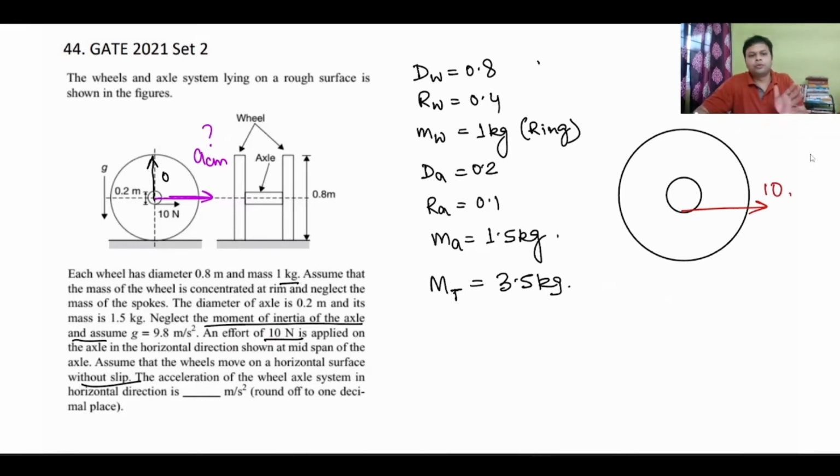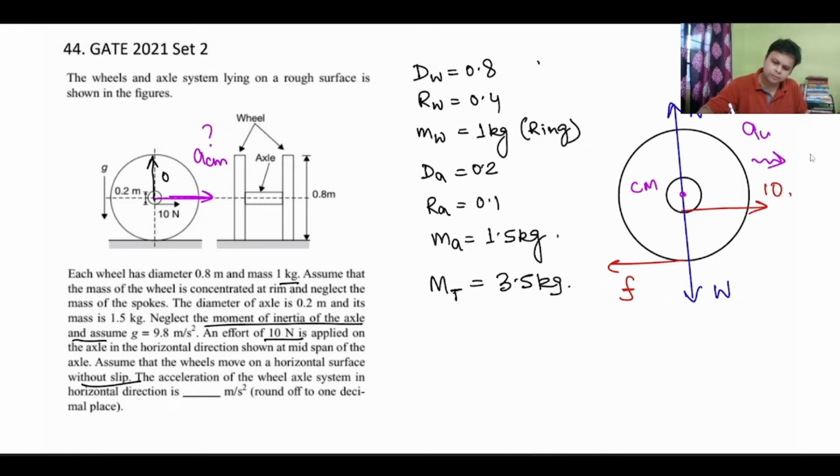So the 10 Newton force towards right. What else? Tell me, what else? The weight. Normal reaction and a friction. Friction, and the whole system is actually accelerating. This is the center of mass. The whole system is accelerating with ACM, acceleration of center of mass. Okay, fine.